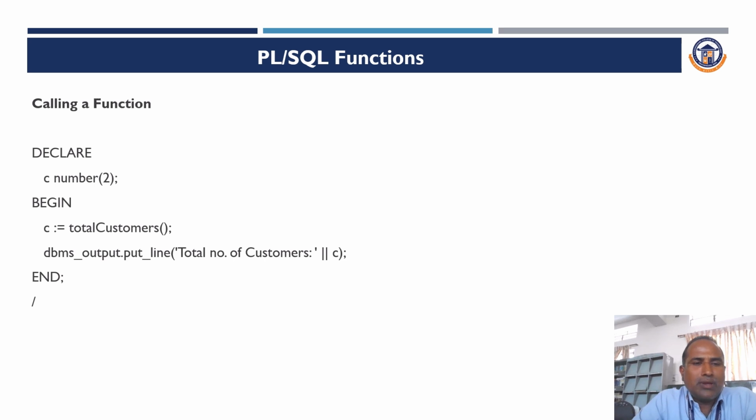How can we call this? We are going to see how we can call this function. See the syntax. Declare c number, begin c is equal to total_customers. We are calling the function here. Calling this function, it will return the number of rows present in the current table. That is 6 rows. If we execute this DBMS_OUTPUT.PUT_LINE, then it will give the result as 6. This is how we have to call the PL/SQL functions.